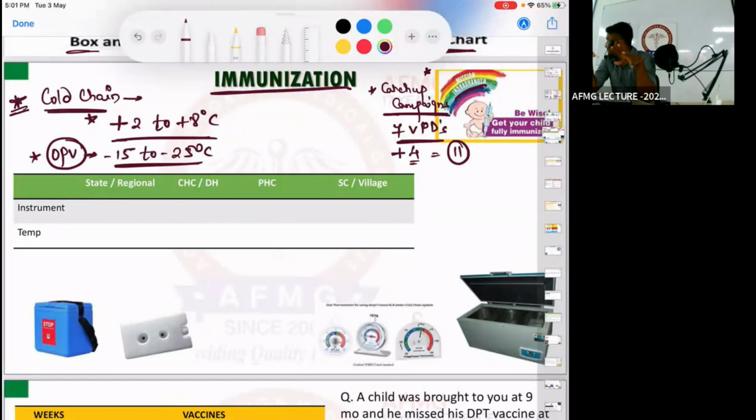Okay? So all vaccines are stored at +2 to +8. But OPV for long-term storage needs minus 15 to minus 25. Yellow vaccine का, yellow fever का भी होता है minus 30 till +5. At least these two are important to be remembered.